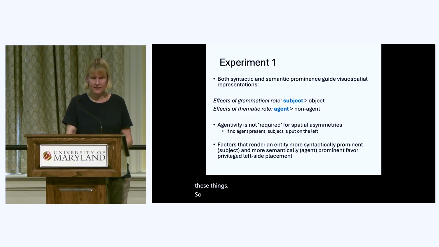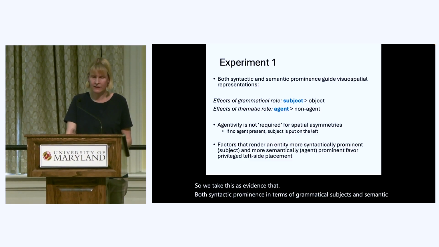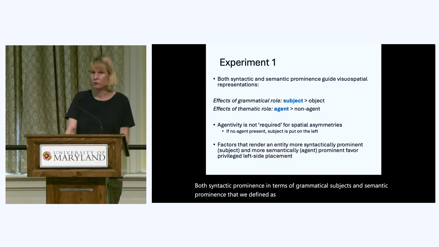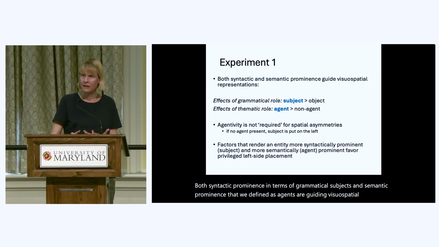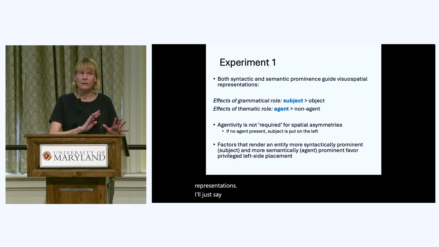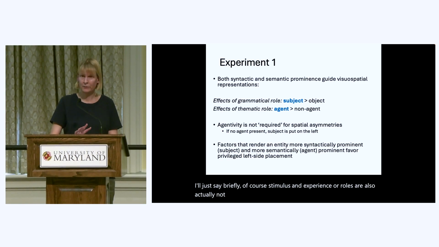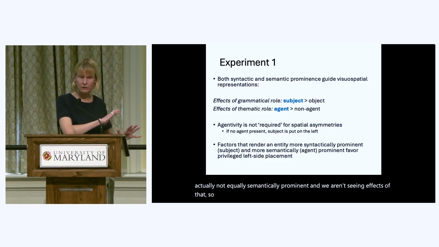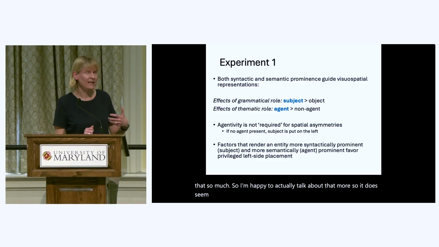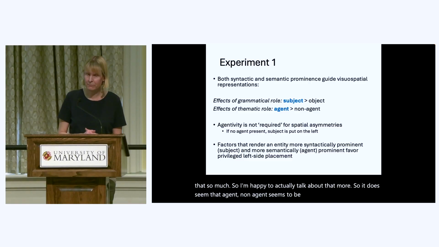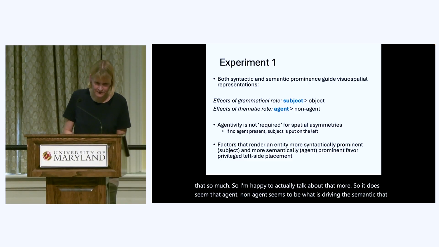So we take this as evidence that both syntactic prominence in terms of grammatical subjects and semantic prominence that we defined as agents are guiding visuospatial representations. I'll just say briefly, of course, stimulus and experiencer roles are also actually not equally semantically prominent, and we aren't seeing effects of that so much. So I'm happy to actually talk about that more. So it does seem that agent, non-agent seems to be what is driving the thematic prominence effects.